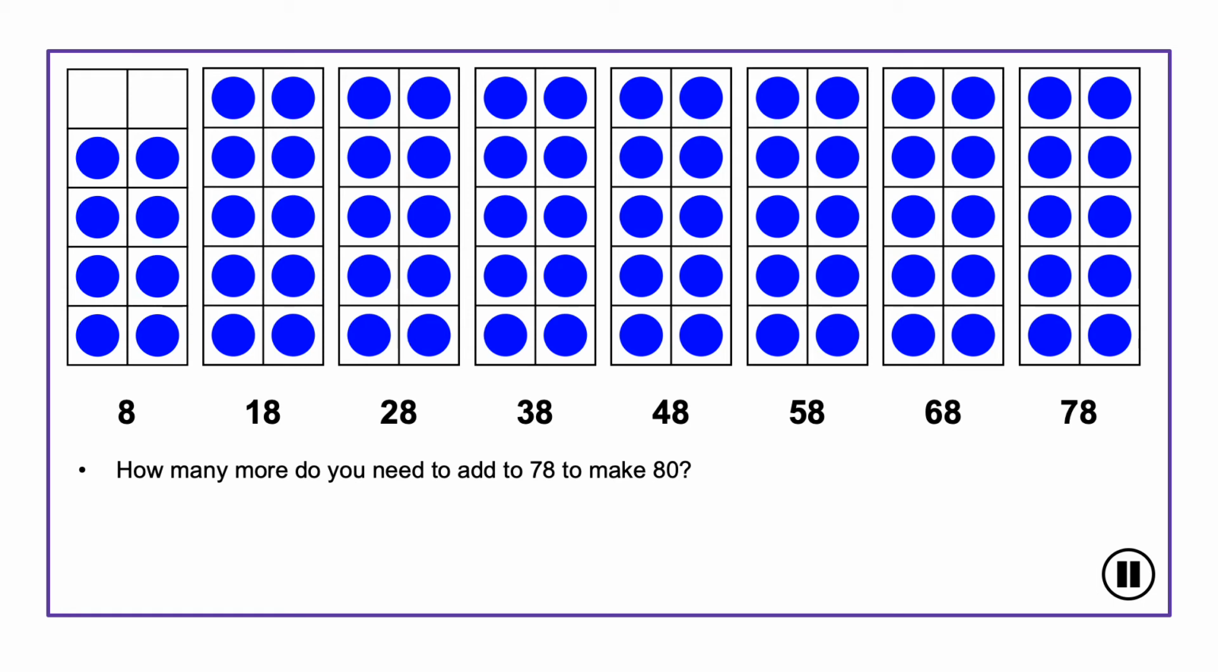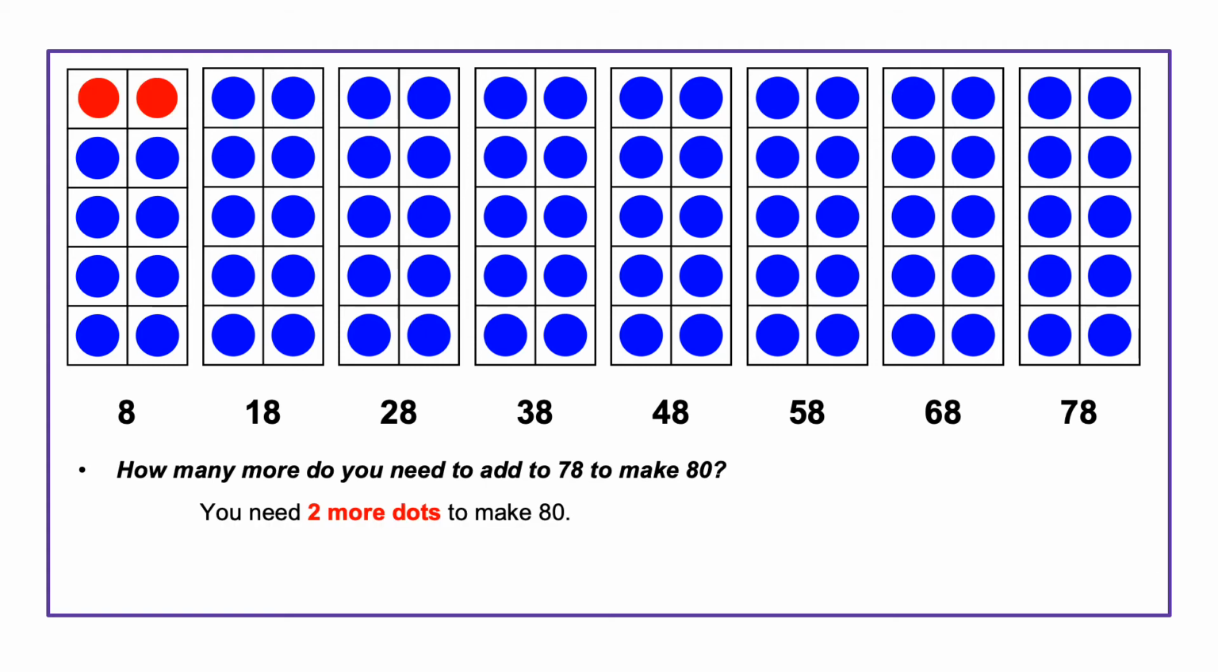How many more do you need to add to 78 to make 80? You need 2 more dots to make 80. You can see these in red. This can be written as an equation like this. 78 plus 2 equals 80.